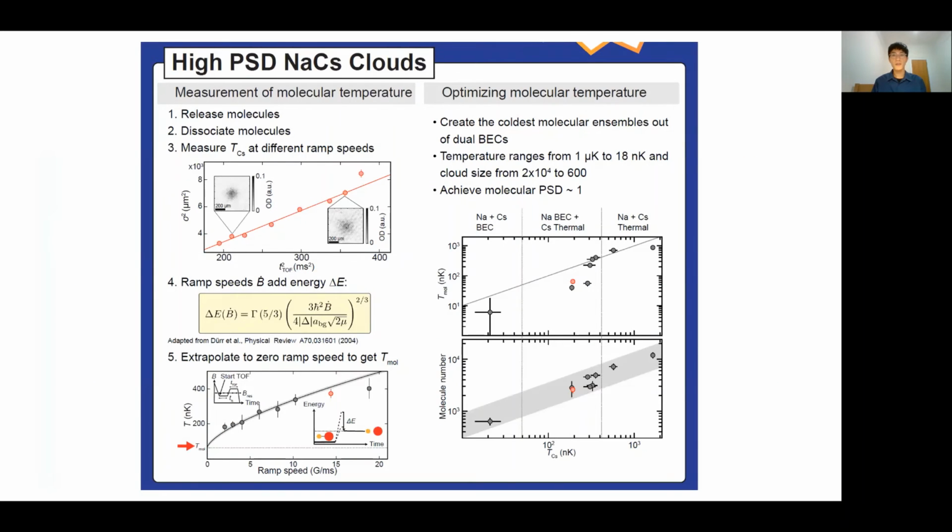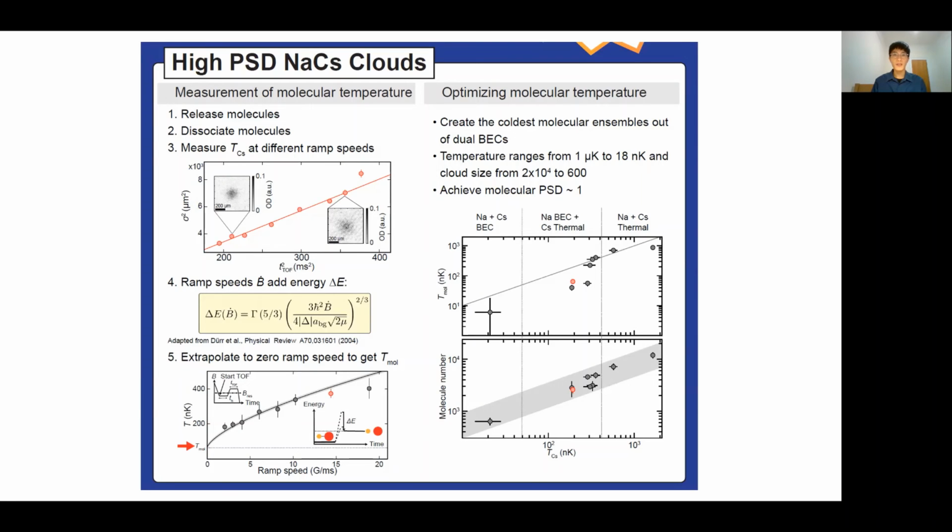We apply the time of flight measurement to determine the molecular temperature. We release the molecules from the trap and then dissociate them. Then we measure the cesium temperature at different ramp speeds. Different ramp speeds add different kinetic energy, and we extrapolate to the zero ramp speed to get the molecular temperature. With this technique, we can optimize the molecular temperature.